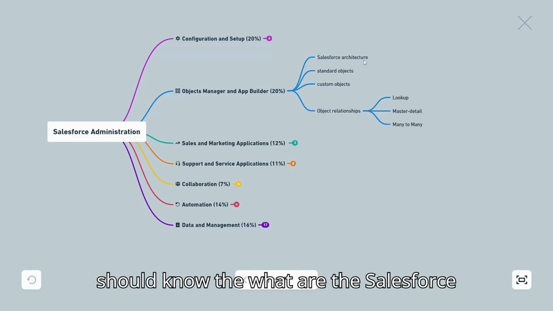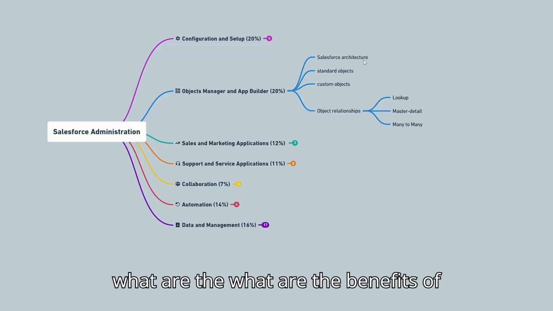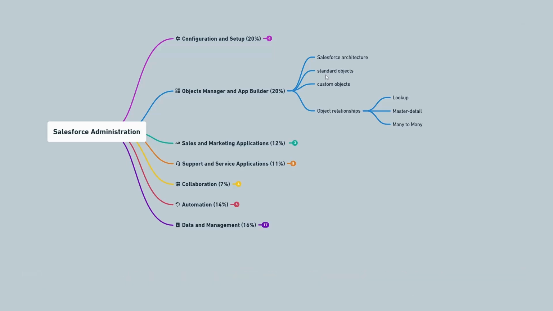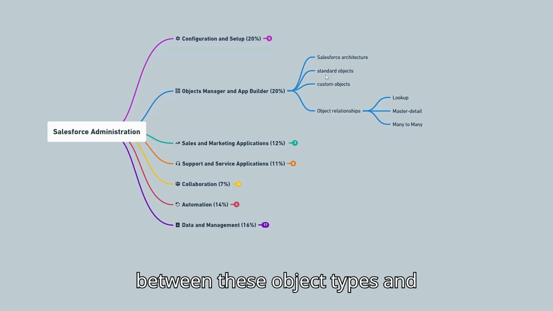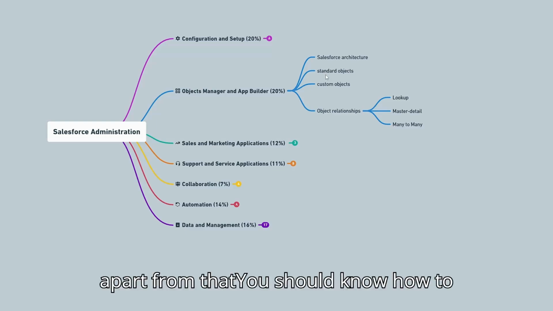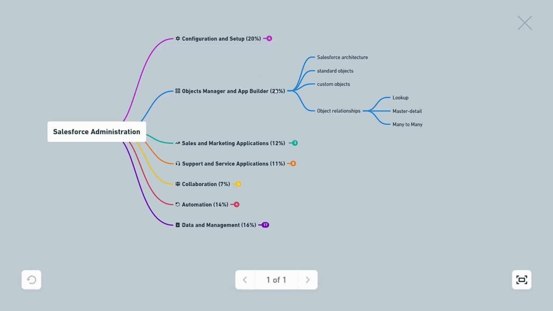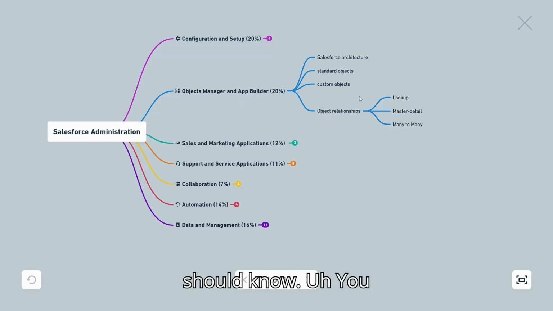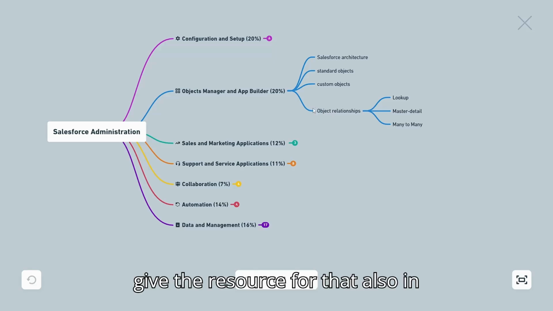You should know the Salesforce architecture. It's a multi-tenant architecture, and you should know what the benefits of multi-tenant architecture are, and what standard objects and custom objects are. You should know the differences between these object types. Apart from that, you should know how to create an object, how to add fields to that object, and many more things. I'll give the resource for that also.